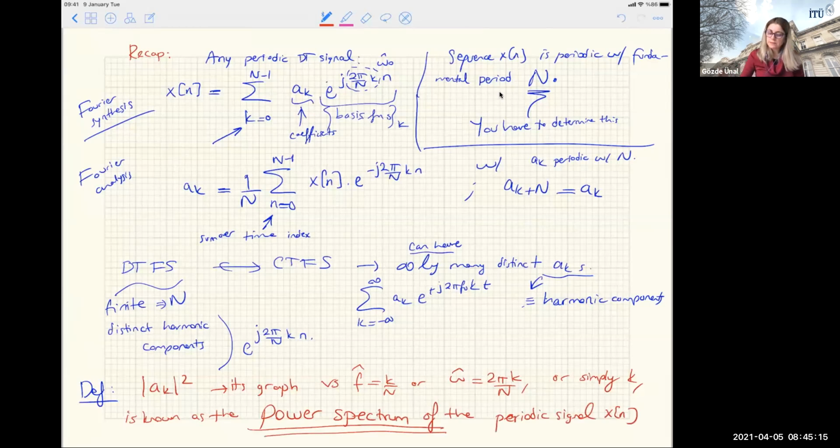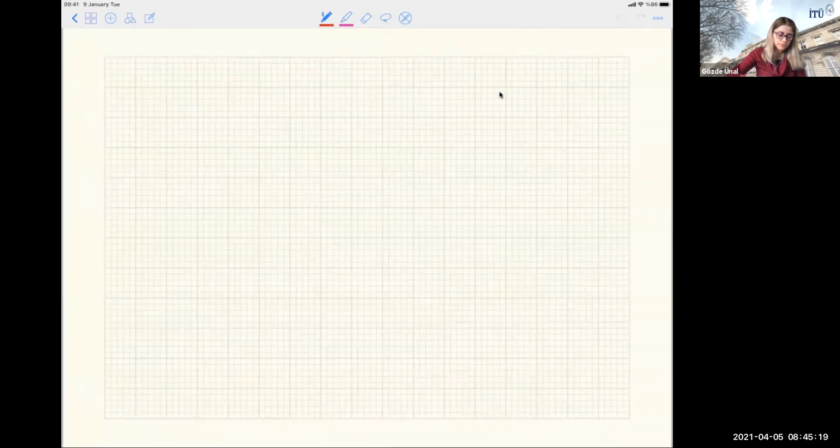So maybe we can do an example; we've done some examples last time. So let's look at this example: rectangular pulse train sequence.